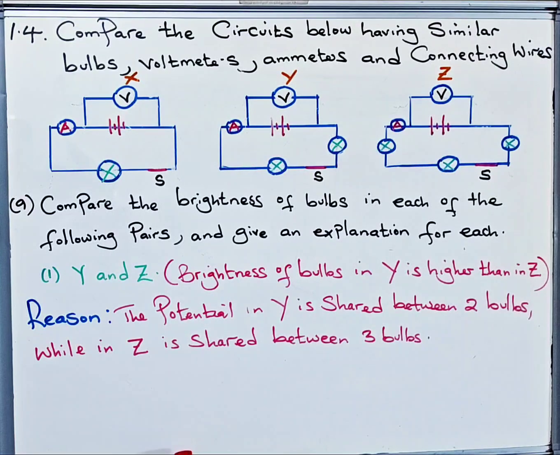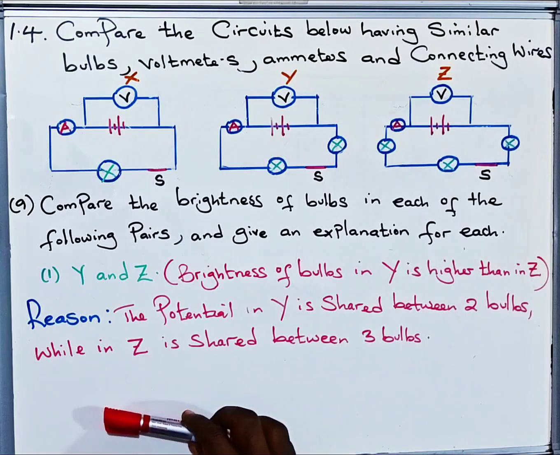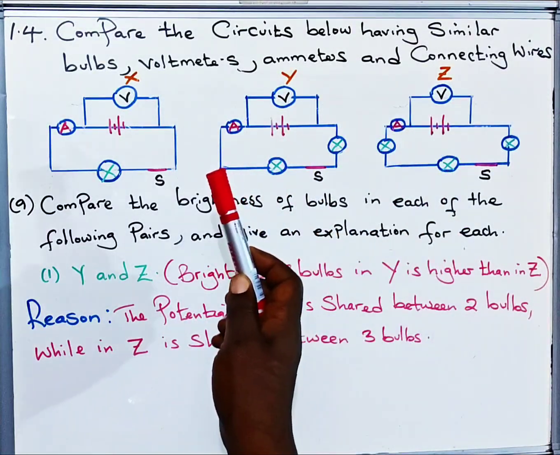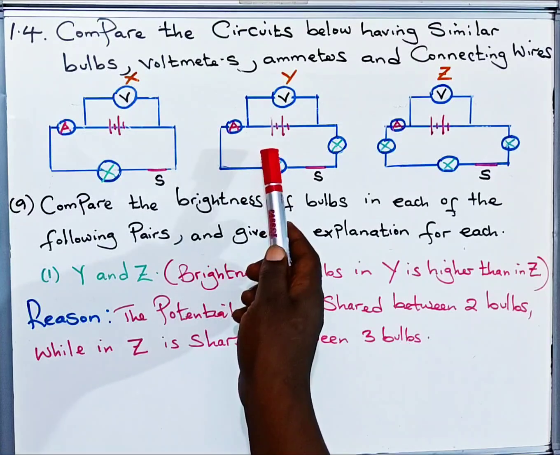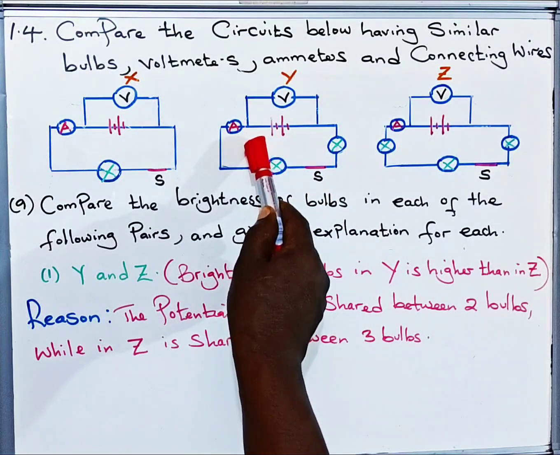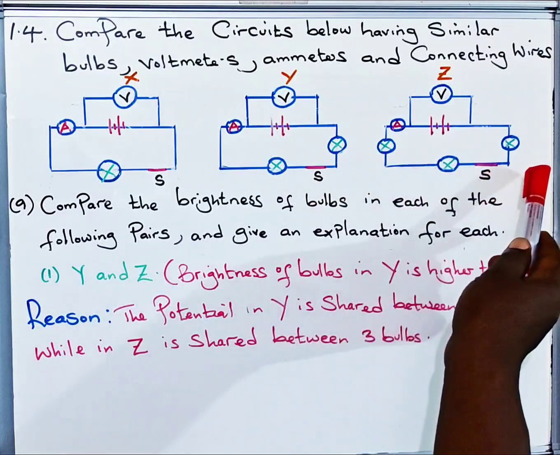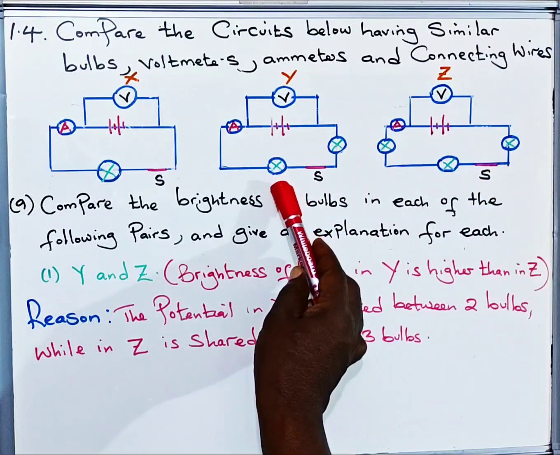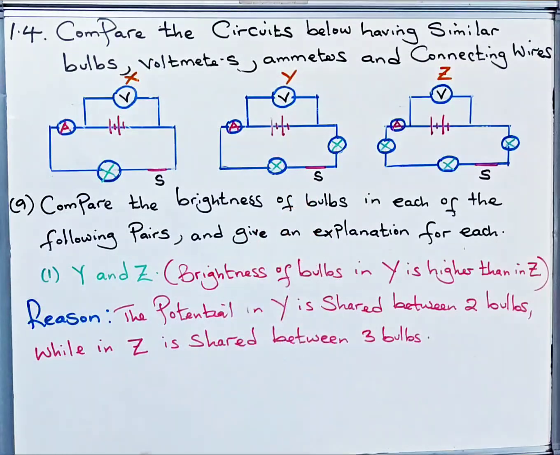We must not forget that the potential difference for both circuits is the same, but the potential difference here is shared between 2 and here it is shared between 3, which means that the potential difference in Y is higher, making the bulbs brighter.